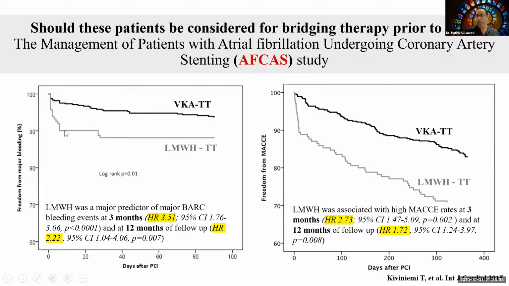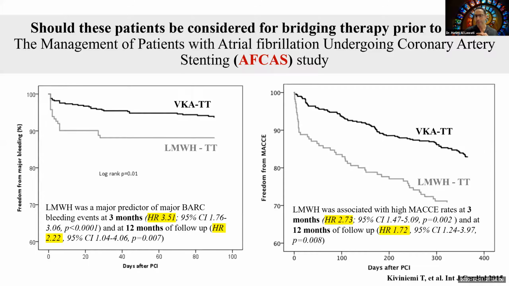Now, if you look at the two curves, you notice that they diverge fairly early during the course of the follow-up. And we're looking at the first 3 months after PCI. So very early on, as early as the first few days after PCI, you begin to notice a significant increase in bleeding events in patients who were bridged with low molecular weight heparin. We're talking about a hazard ratio of 3.51. So a 3.5-fold increase in the risk of bleeding complications in the first 3 months from the PCI procedure.